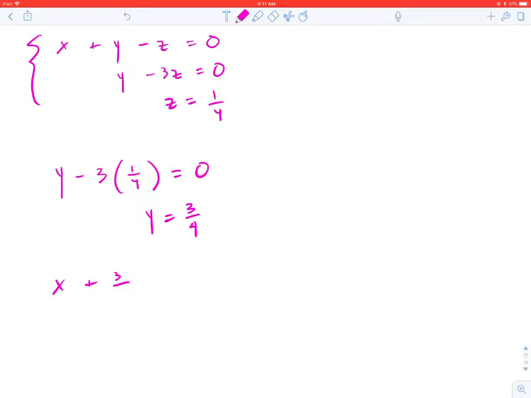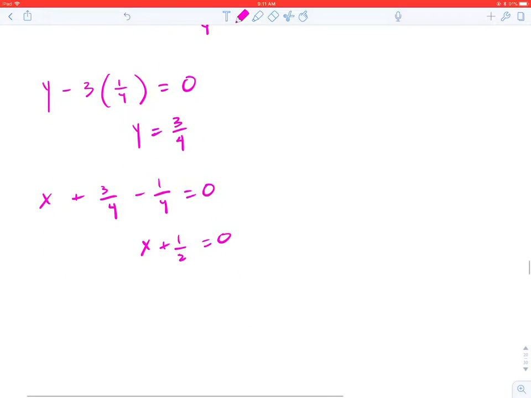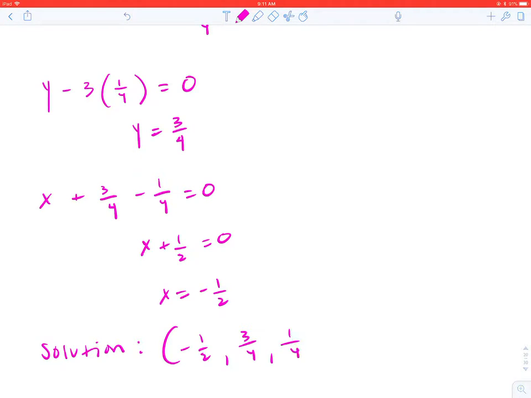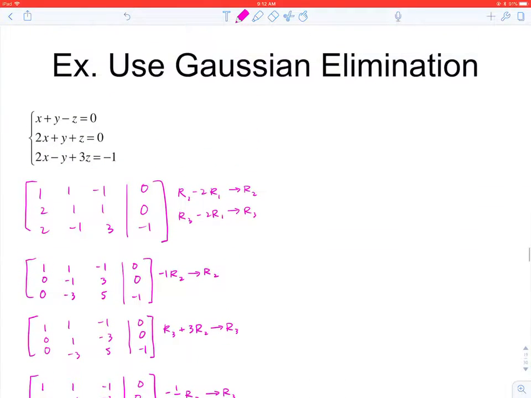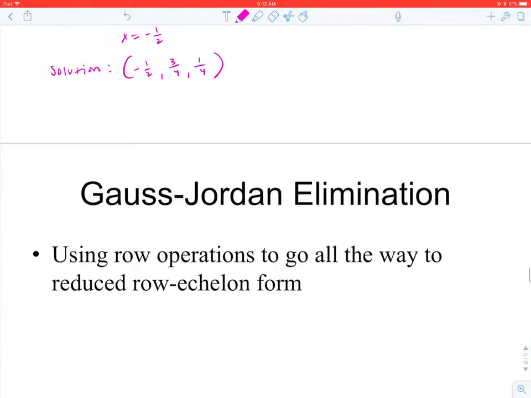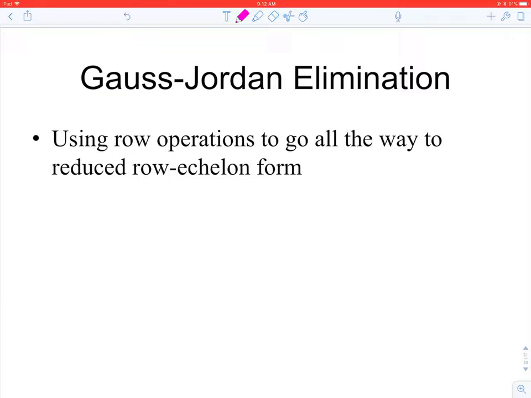And then solving for x, what is that? x plus 1/2 equals 0. So x equals negative 1/2. So our solution to this system will be negative 1/2, comma 3/4, comma 1/4. Okay, so the next video will be finishing up this lesson and will be on Gauss-Jordan elimination.